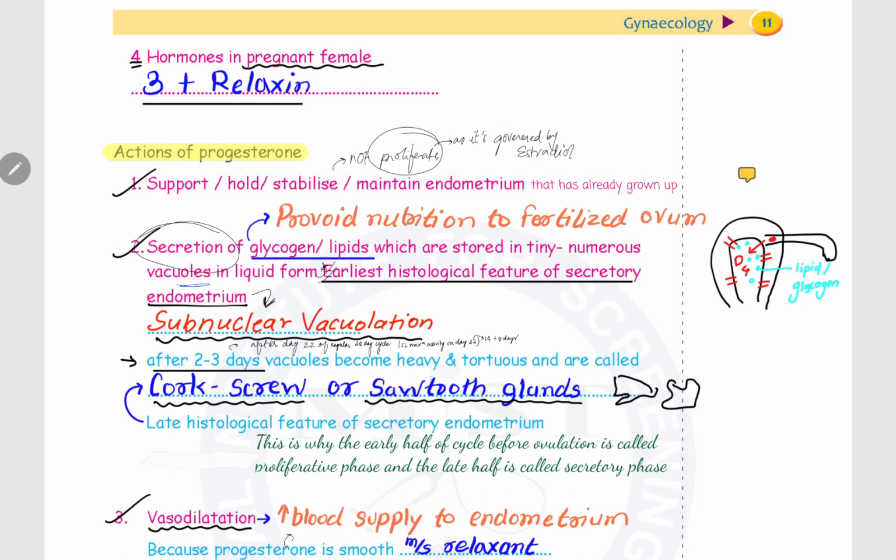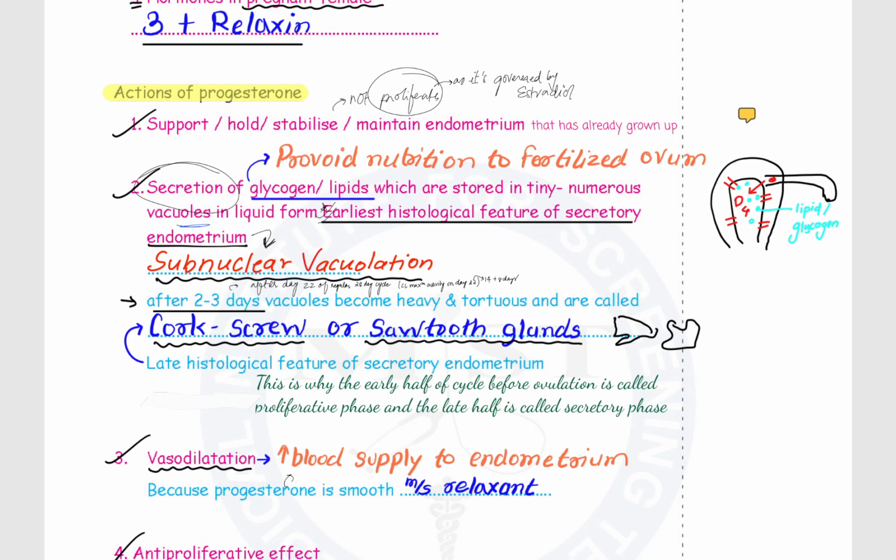Now, after 2 to 3 days, the glands become heavy and tortuous and are called corkscrew or sawtooth glands. So after day 22, in case of a regular 28-day cycle, because corpus luteum activity is at maximum around then, the glands become heavy and tortuous and are called corkscrew or sawtooth glands. So this is the late histological feature of the secretory endometrium. Secretory, okay, by mistake I said secondary here. It is secretory endometrium. This is why the early half of the cycle before ovulation is called proliferative, and the late half is called the secretory phase, because it is providing nutrition. So it's like a secretion.